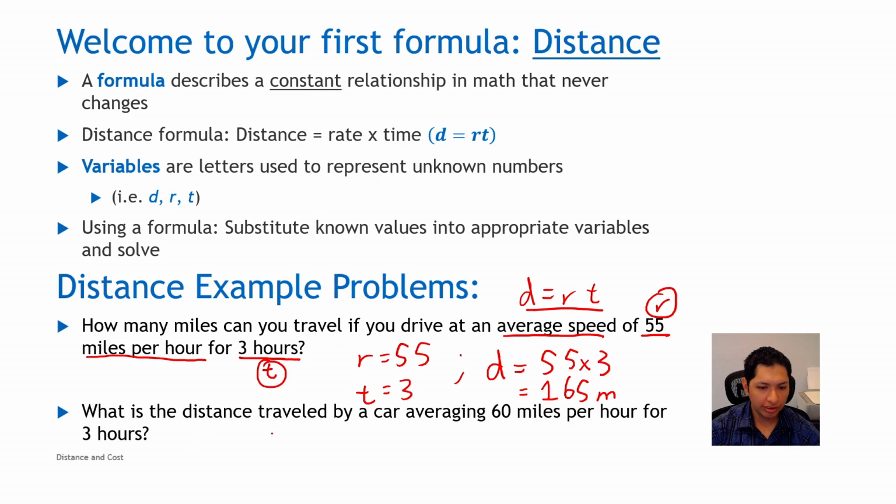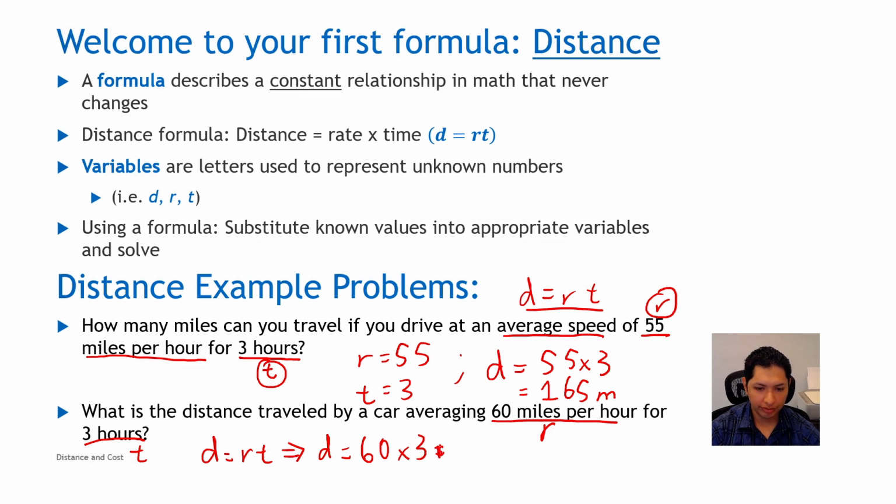Number 2, what is the distance traveled by a car averaging 60 miles per hour for 3 hours? Now, something that I tend to do as I'm reading the problem is underline or highlight the information that I believe is important. The distance formula is distance is equal to rate times time, and it gave me 60 miles per hour, and that's the rate, and it gave me 3 hours, and that's the time. So if I substitute both of those numbers for the variables of distance is equal to rate times time, it looks like distance is equal to 60 times 3 hours.